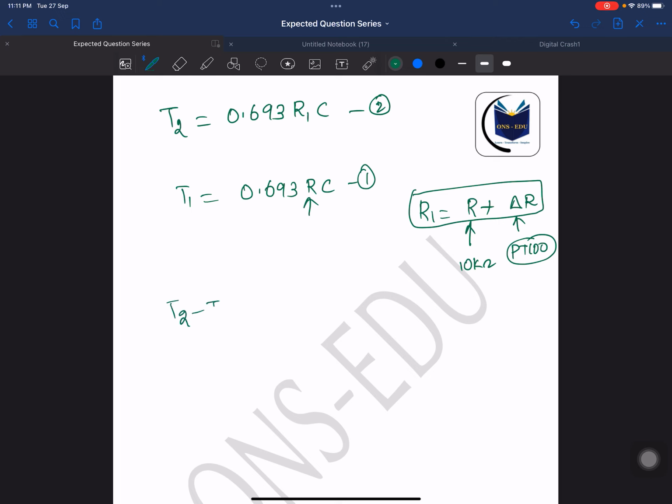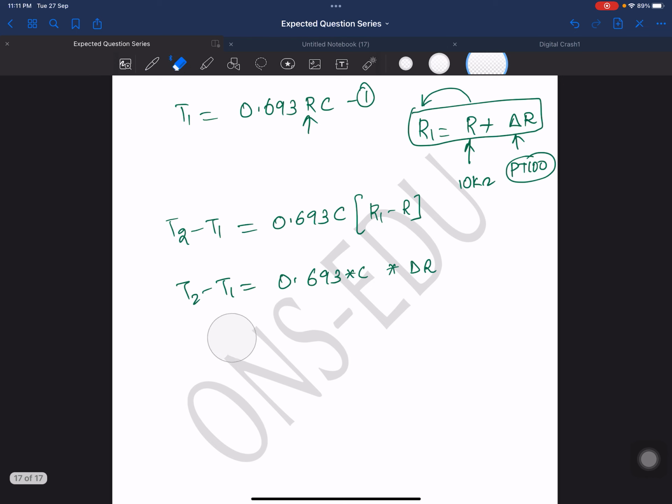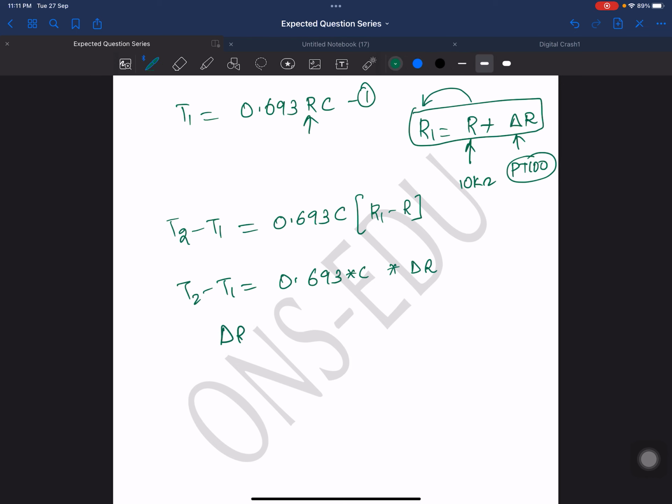So now अब कैसे करेंगे भाई? T2 minus T1, understood. T2 minus T1 क्या होगा? 0.693 into C common. You're having R1 minus R. So T2 minus T1 is equal to 0.693 into C into delta R, because R1 minus R is nothing but simply delta R. This delta R is the resistance of the PT100 temperature sensor. So we can calculate delta R is equal to T2 minus T1 divided by 0.693 into C.